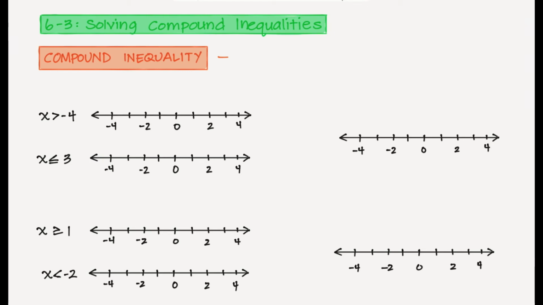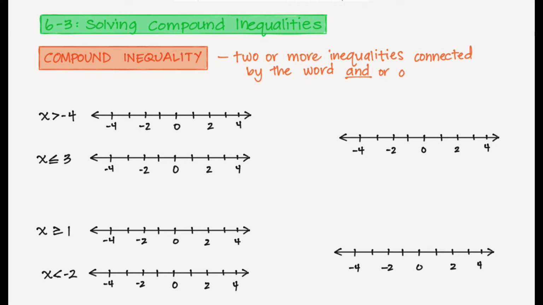Hello class, this is lesson 6-3 about solving compound inequalities. A compound inequality is when you have two or more inequalities that are connected by the words "and" or "or". So that would be a compound inequality.